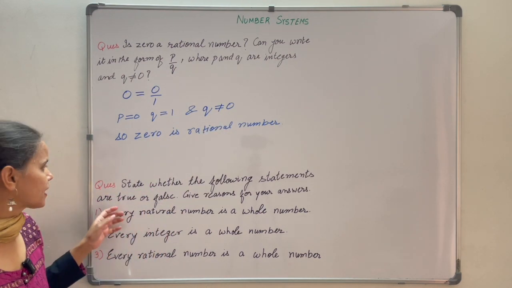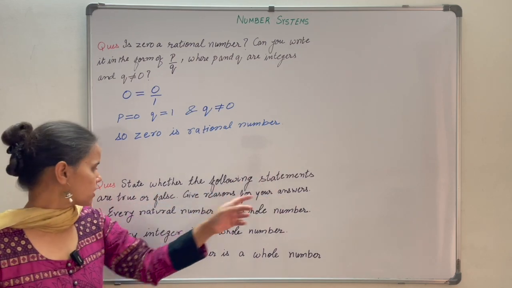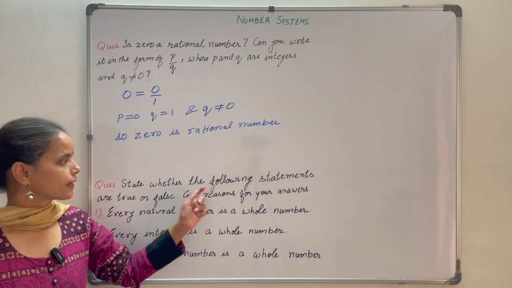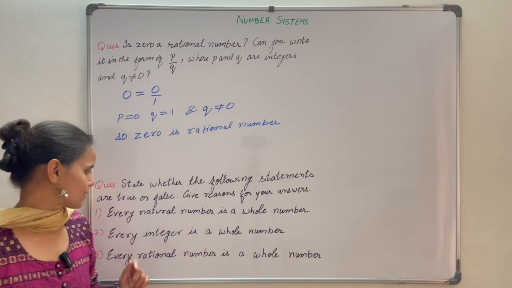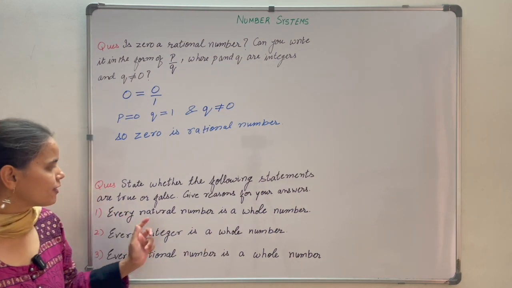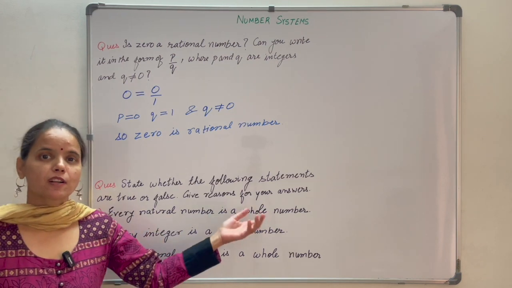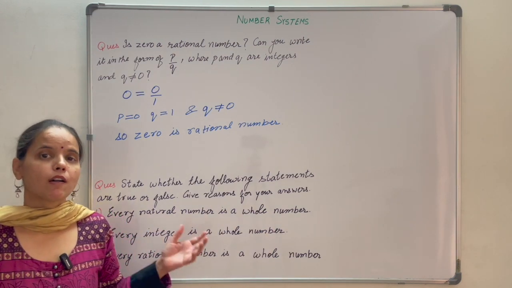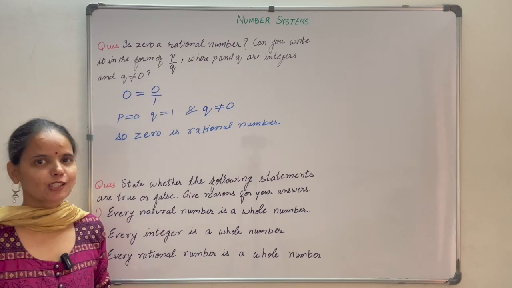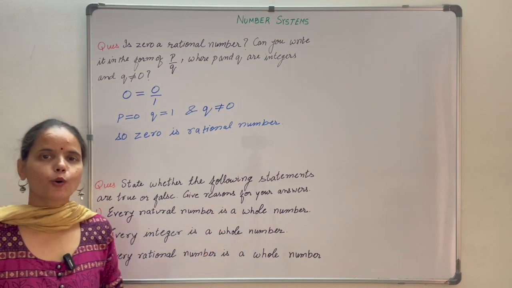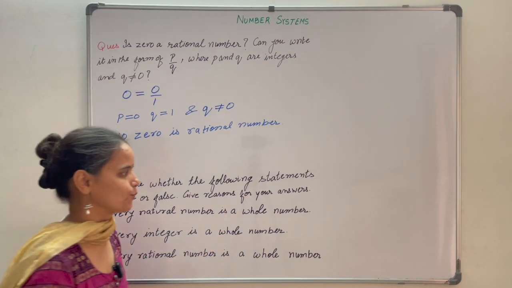Now let us take the second question. State whether the following statements are true or false. Give reasons for your answers. So here the first part is: every natural number is a whole number. The answer is true, because the whole numbers are the collection of all natural numbers and 0. So every natural number is a whole number. Answer is true.